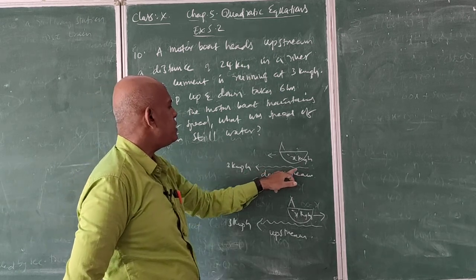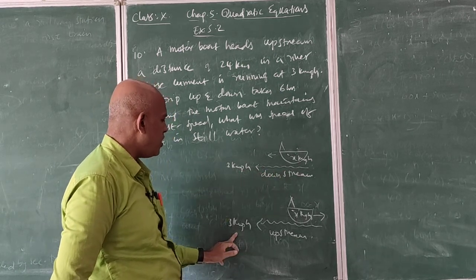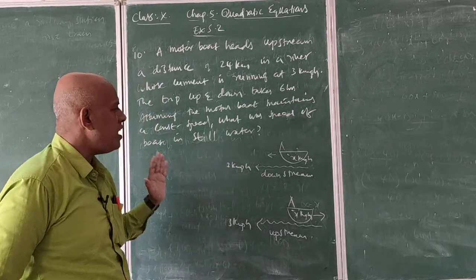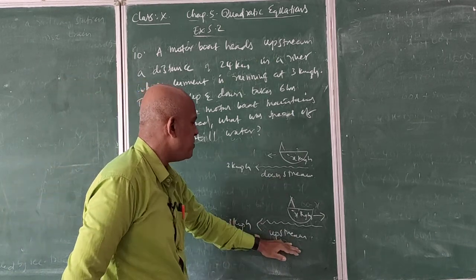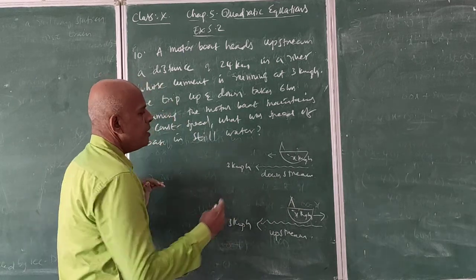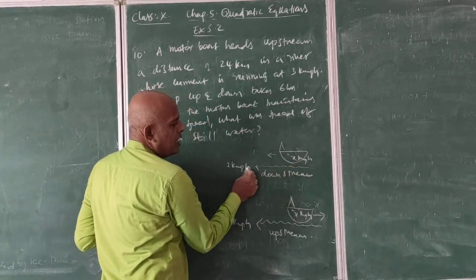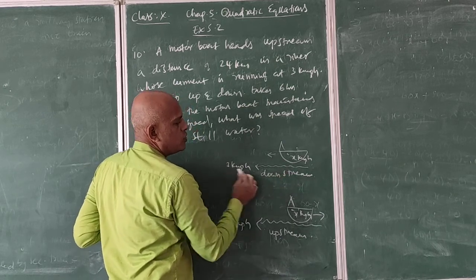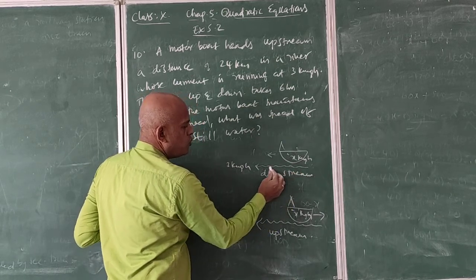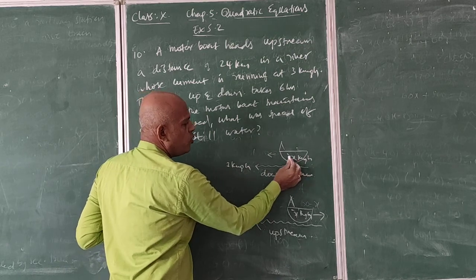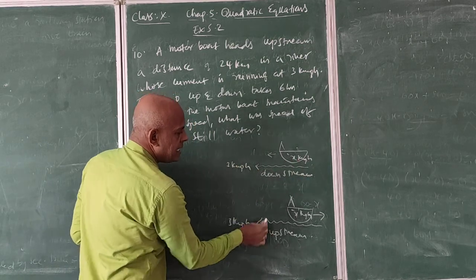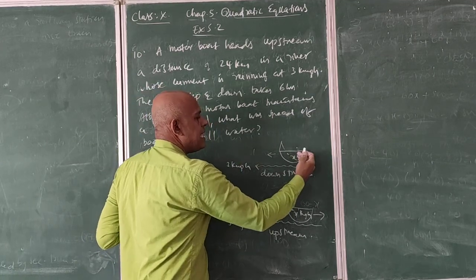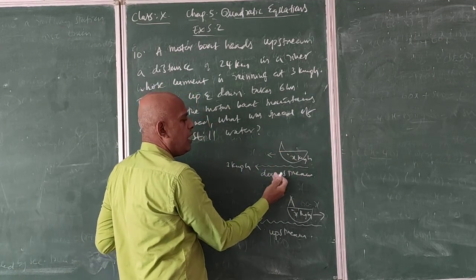So the water flowing speed is what? 3 kilometers per hour. And one more thing here. There are two concepts here: downstream and upstream. Downstream means the boat traveling towards the water flow, so along the water flow. The water flow is moving this side, and the boat is also moving the same direction, and that is called downstream. So in which direction water is flowing, in the same direction the boat is traveling, that is called as downstream.